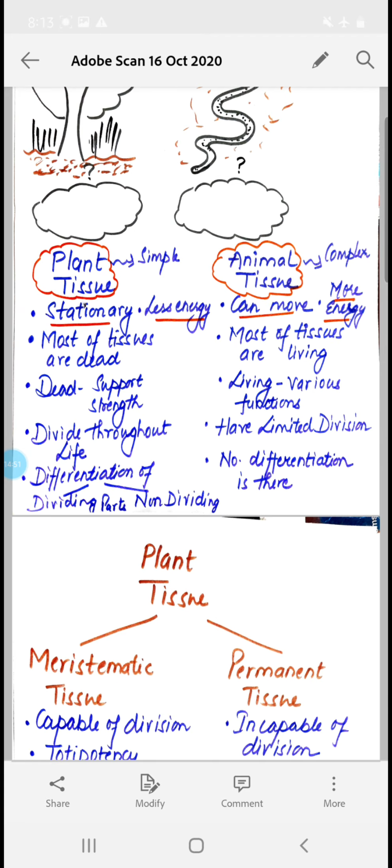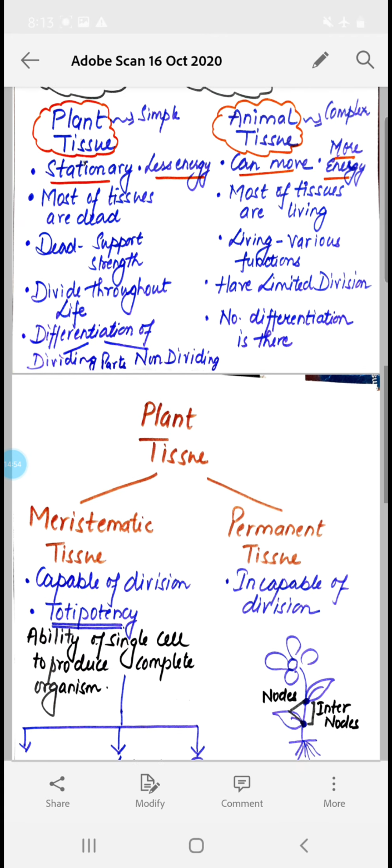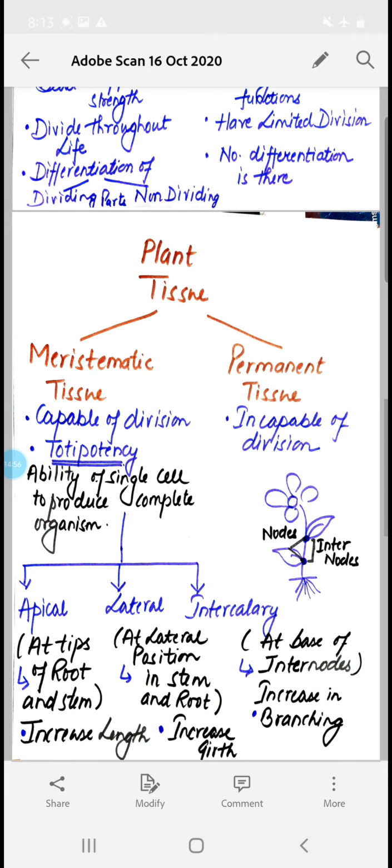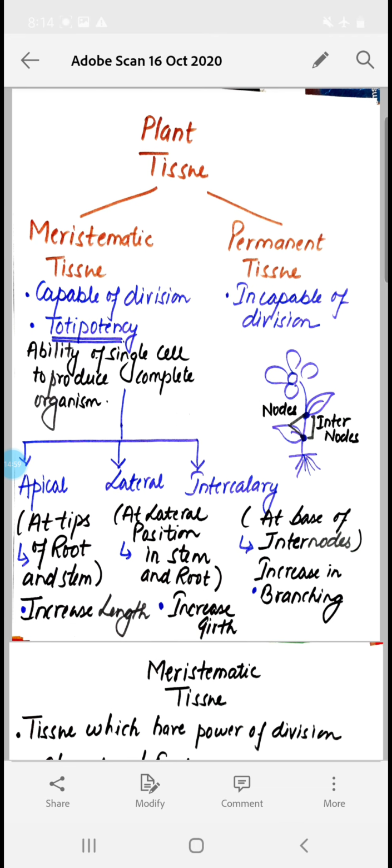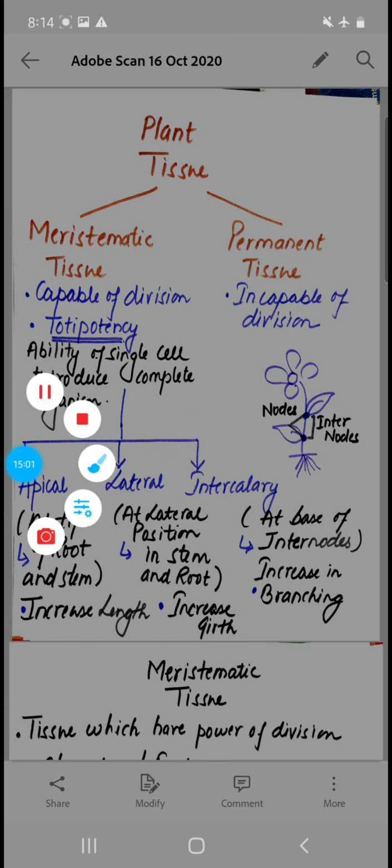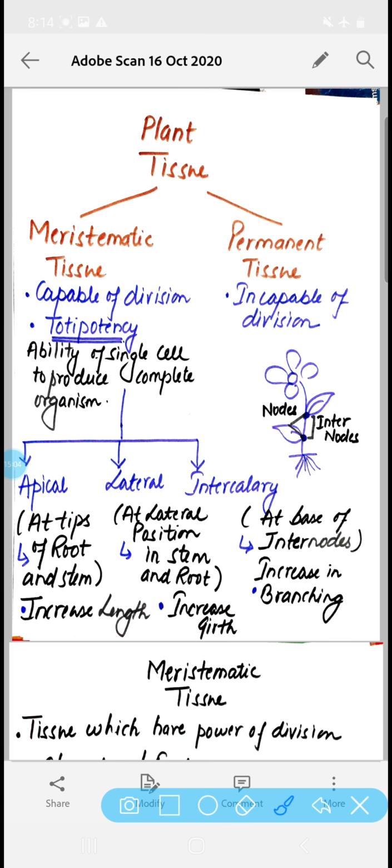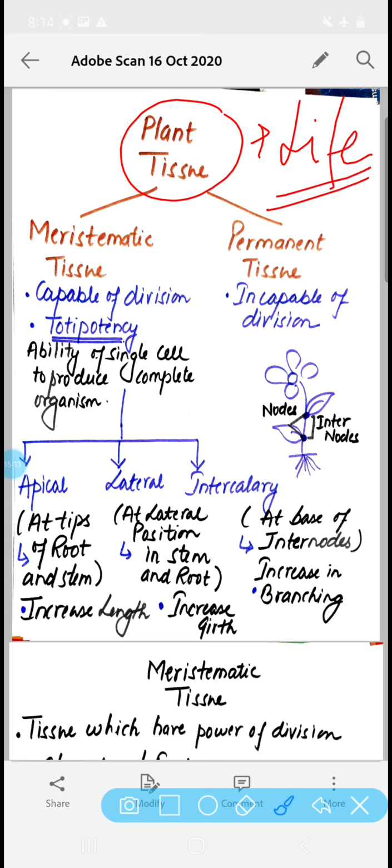Now we come to the first kind of tissue, that is the plant tissue. Now we will discuss the plant tissue in detail. As I have discussed with you that plant tissue is having the capability to grow throughout their life. So I have discussed with you, they have the special kind of tissue called the meristematic tissue, which is responsible for the continuous growth.